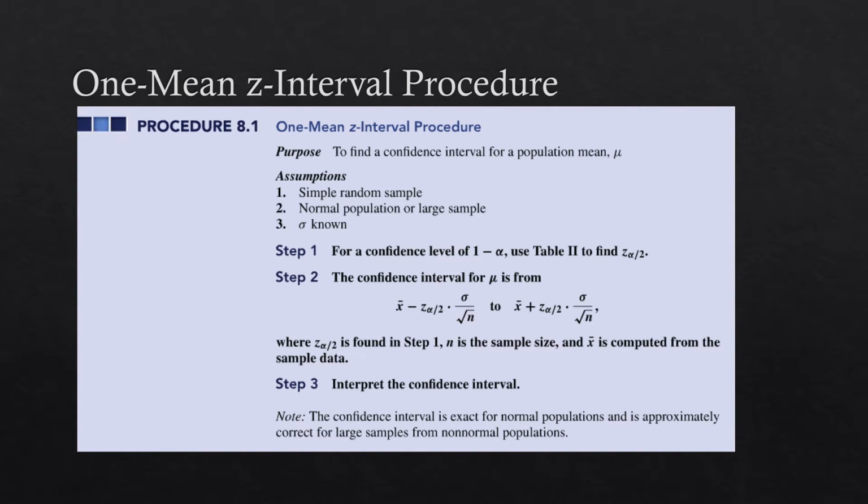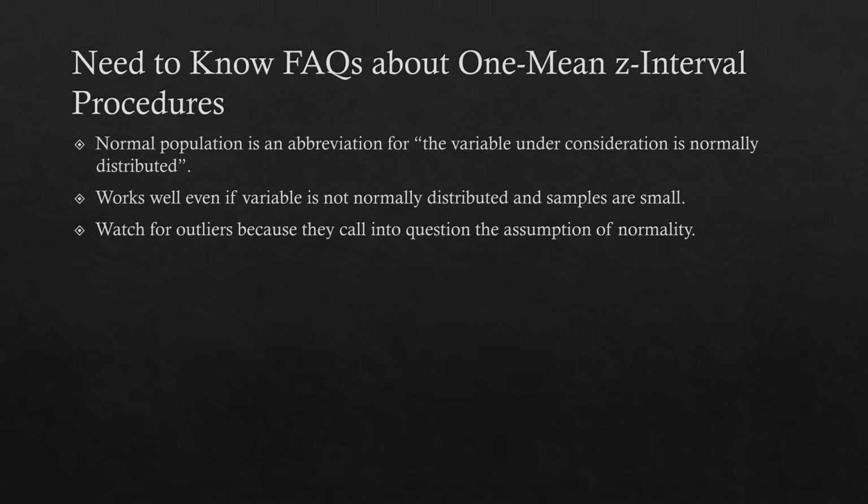All right, so here is our procedure. The one mean z-interval procedure. You're going to be given a confidence level. We use that confidence level to find our z-score. We use our z-score and our sample mean to help us find the confidence interval, and then we can interpret the confidence interval. But first of all, let me not get ahead of myself. We need to know facts about one mean z-interval procedures.